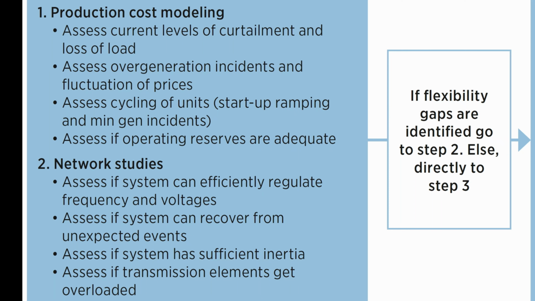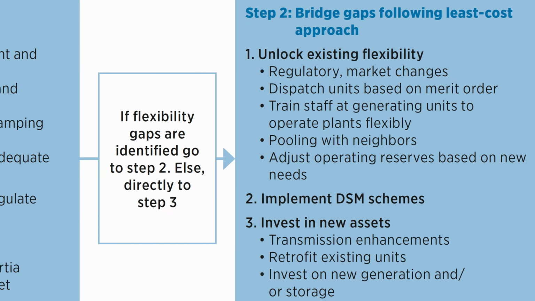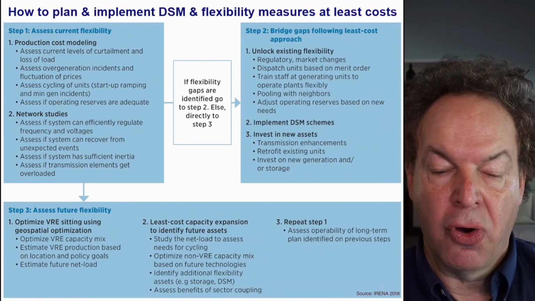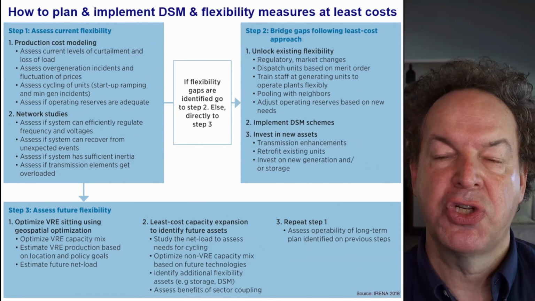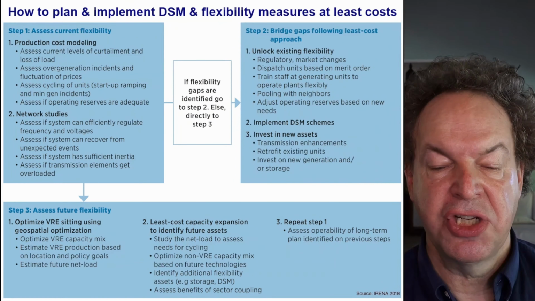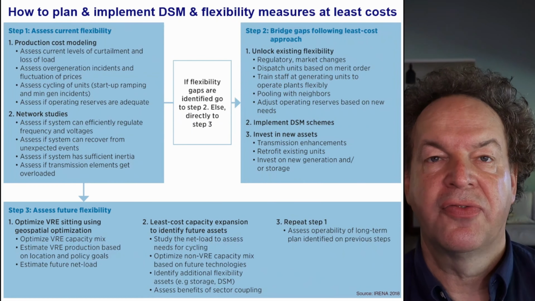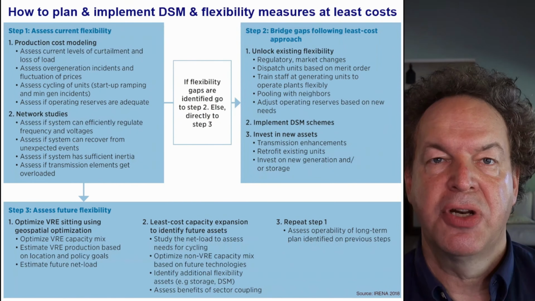But first, let's take it for granted that we found some gaps. So that means we go to step 2. We bridge the gaps following a least cost approach. First, we unlock existing flexibility, meaning we take a look at the market and regulatory options. We dispatch units based on merit order. We train staff at generating units to operate plants flexibly. So often the personnel there is not very much used to carrying out a lot of load changes. So this changes now with increasing variable renewable energies. So you also have to change a bit the mentality that is predominant there.